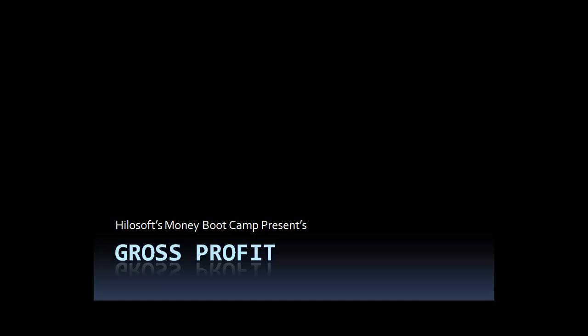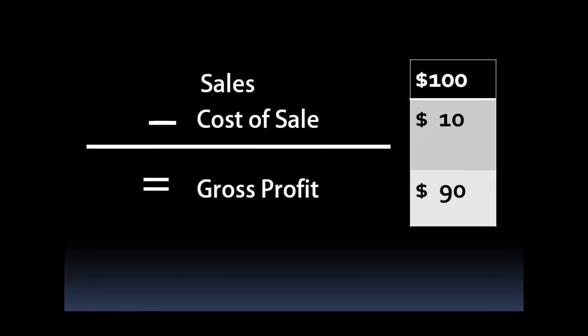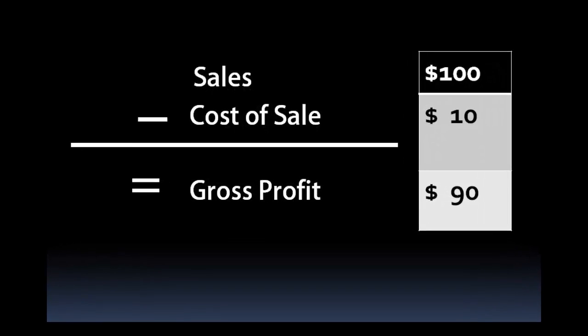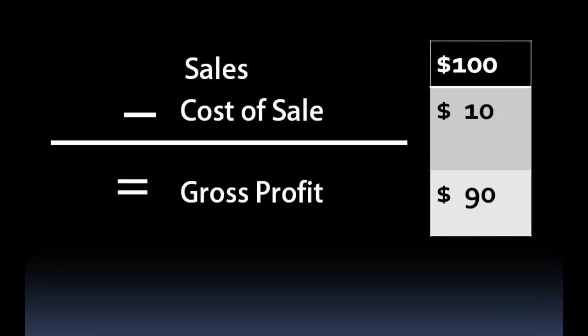Today's session is about gross profit, also known as gross margin. The formula for gross profit is pretty simple. It is sales minus cost of sales. A sale occurs when a product or service is sold for money. The term cost of sale is a bit more cryptic.